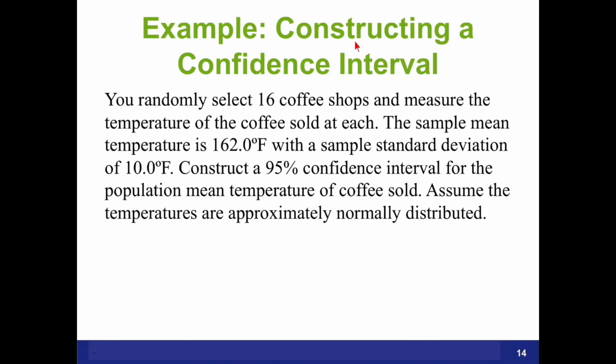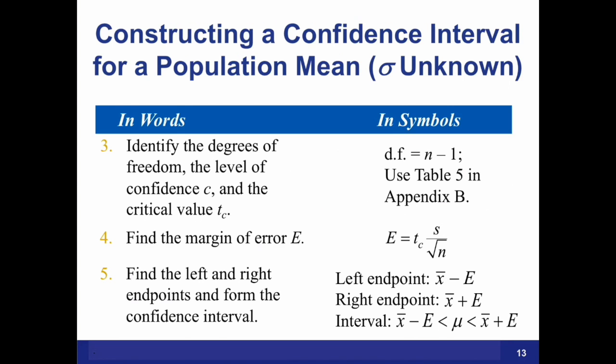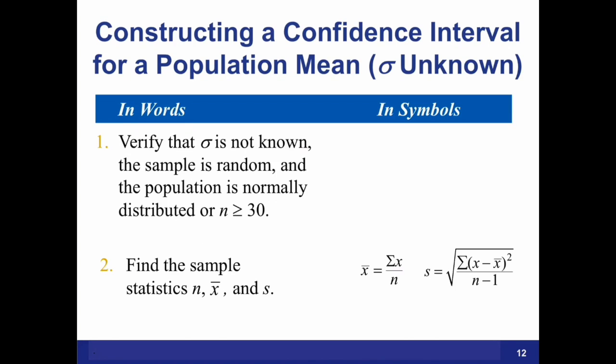Example: constructing a confidence interval. In these examples, we need to read carefully to verify first that the sample is random. We need to verify whether or not the population is normally distributed or almost normally distributed, or if the sample size is large enough.